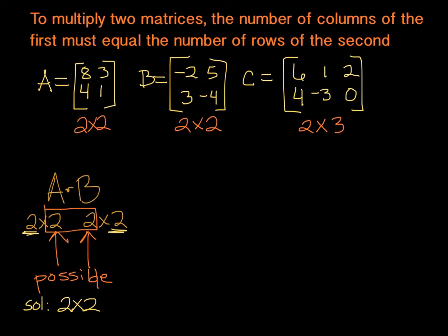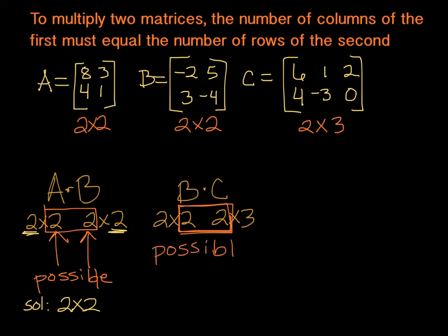So if I asked you to multiply B times C, B is a 2 by 2, and C is a 2 by 3. So even though they don't have the same dimensions, because the columns of B equal the rows of C, we can multiply these. And when we do, our solution will be a 2 by 3.